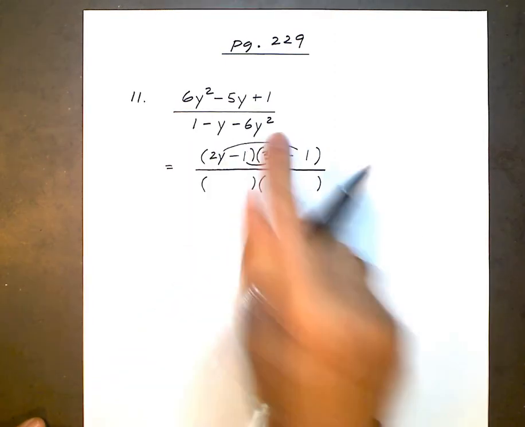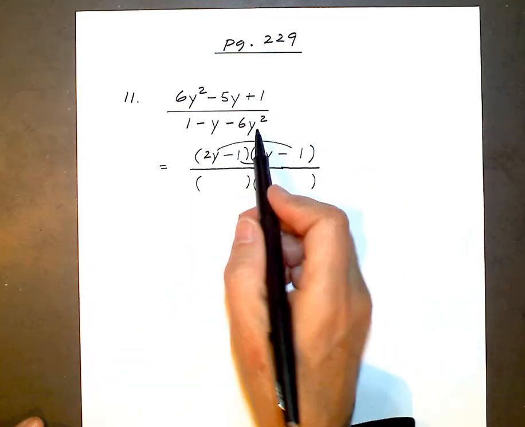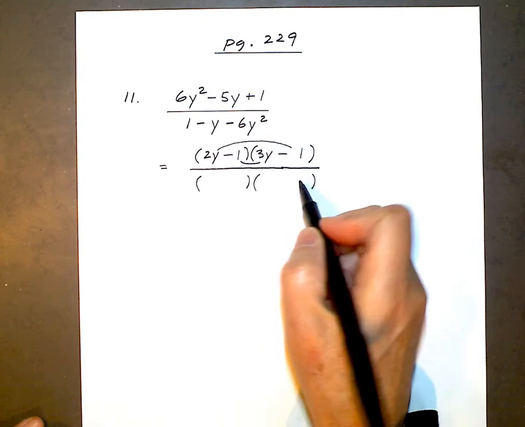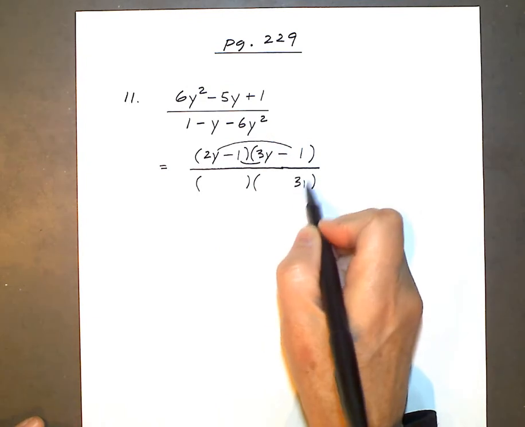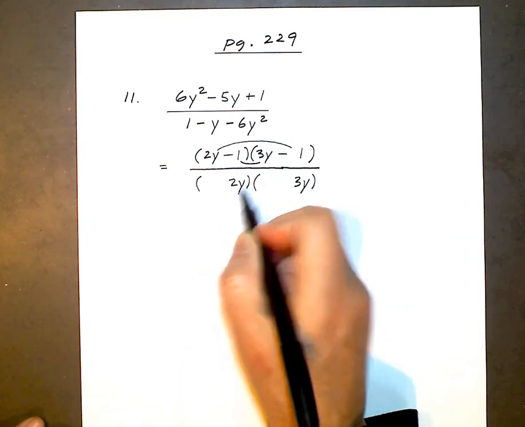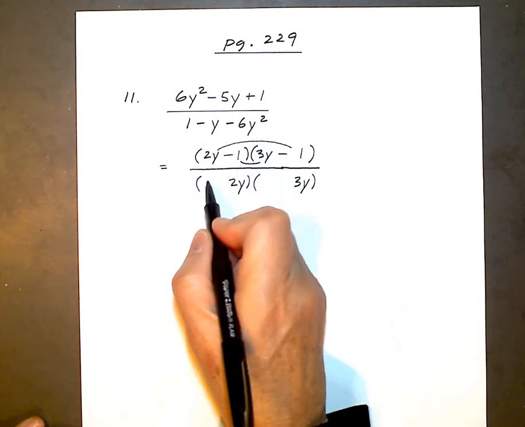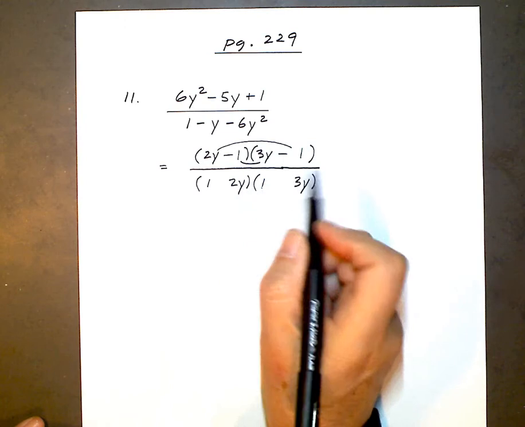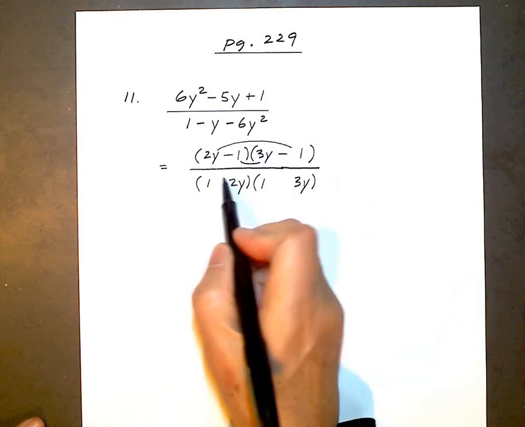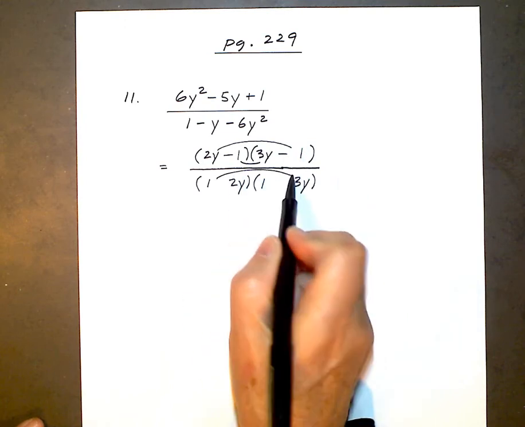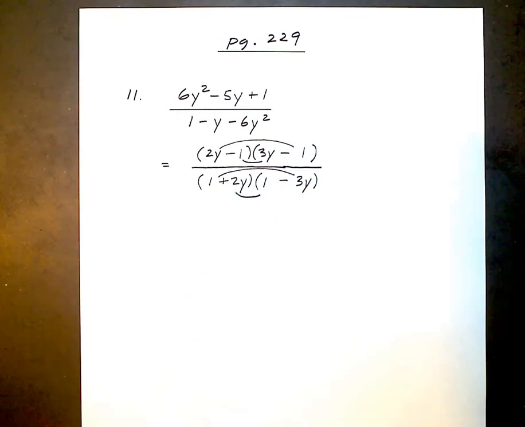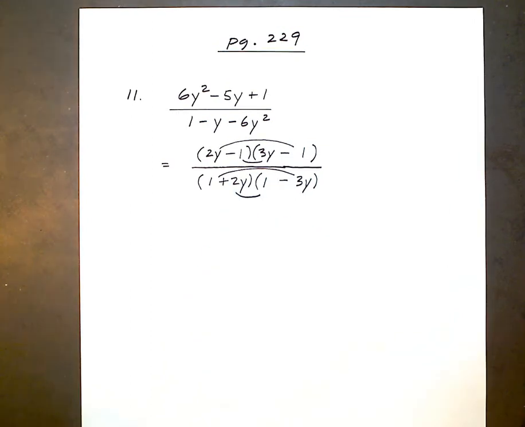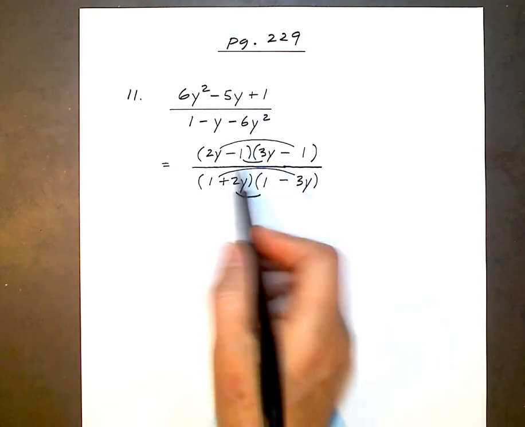So then this next one, I'm going to try and leave it in the same order that it is here. My y's are going to be on the right here. So I'm going to again try a 3y and a 2y, and I know this has to be a 1. And to get a negative 1y in the middle, I need this to be a negative 3y and this to be a positive 2y. So I think that's it. So you can FOIL that out to check it, and that works.